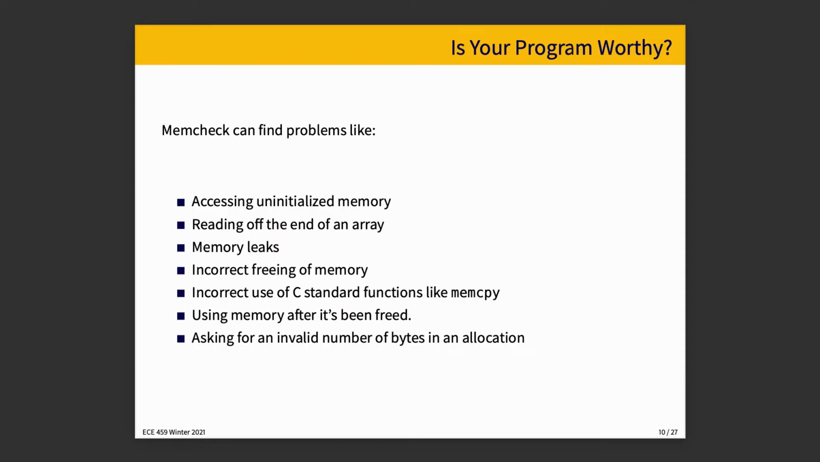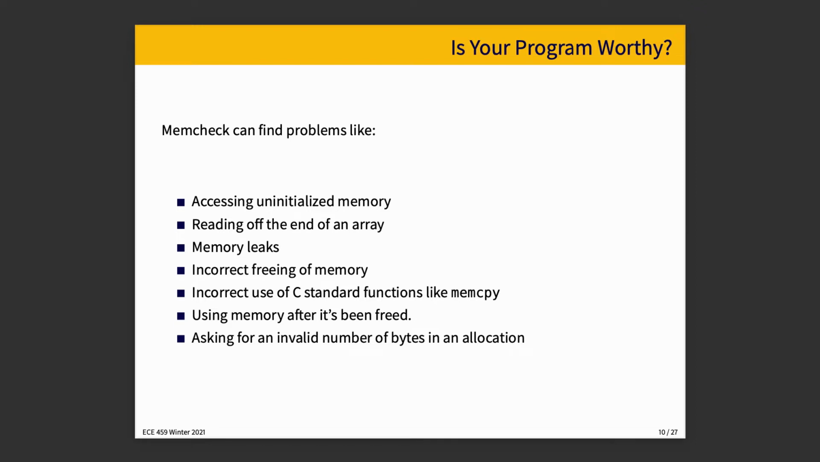Okay, so Memcheck was originally intended for something like a C or C++ program, but that becomes obvious when we look over the kinds of problems that it can find. Here's a brief overview. Number 1, accessing uninitialized memory. Number 2, reading off the end of an array. Number 3, memory leaks, that is, failure to deallocate memory that has been allocated. Incorrect freeing of memory, you free it twice or something like that.